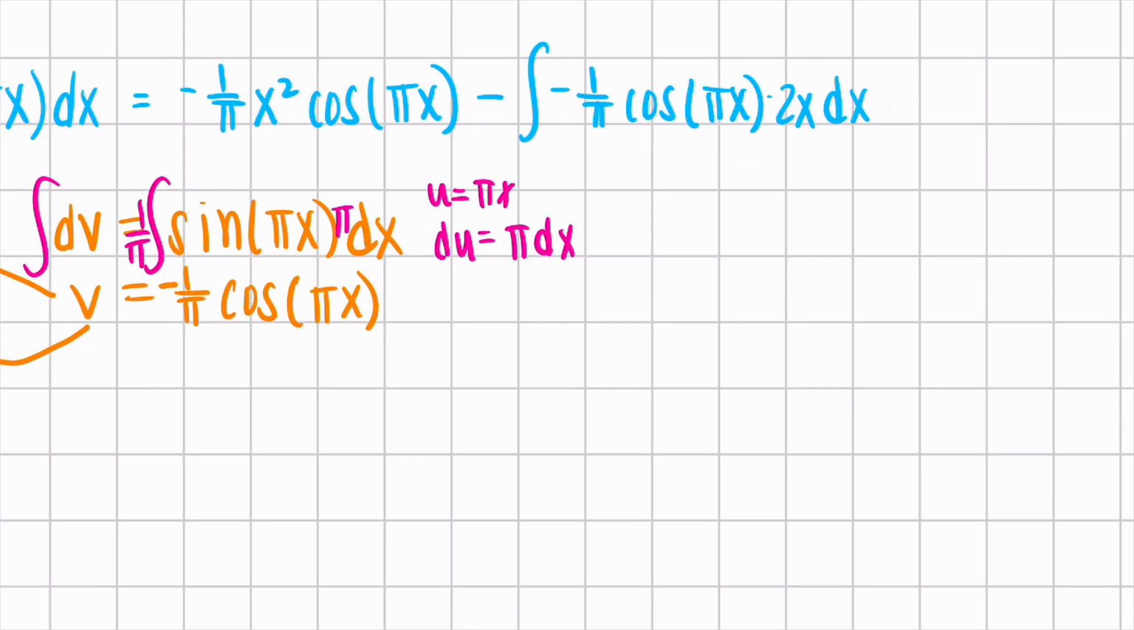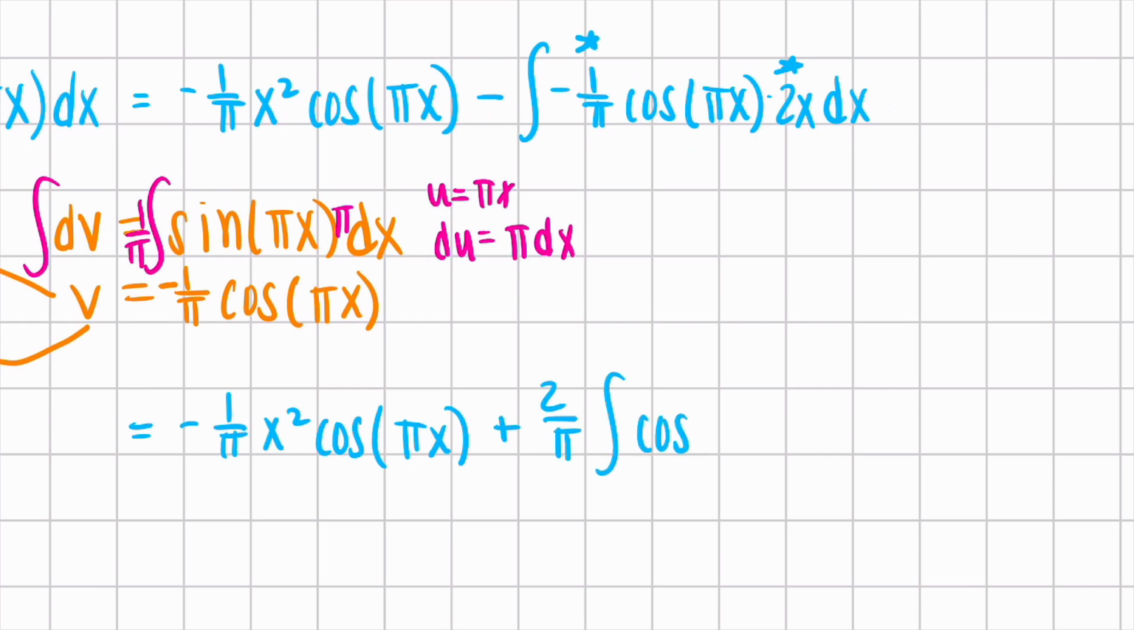So I'm going to clean it up a little bit. I'm going to move it down here. Okay, I have two negatives, so I'm going to have a positive. I'm going to pull out the 2 and the 1 over pi. So I'm going to get plus 2 over pi, and then cosine of pi x times x dx.